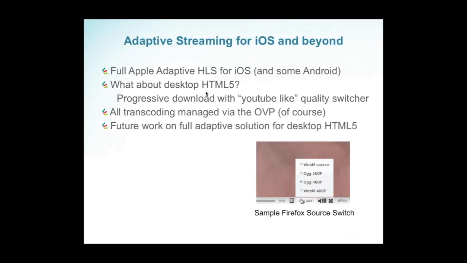We have basic adaptive streaming support through the normal Apple iOS HLS format, and some of the recent Androids, like Android 3 and above, started to support it as well. Part of what we do is also support this through desktop stream, with a little YouTube-like quality switcher. Of course, Kaltura handles all the transcoding and management of flavors so that you can easily have a profile that is optimized for desktop and mobile delivery.